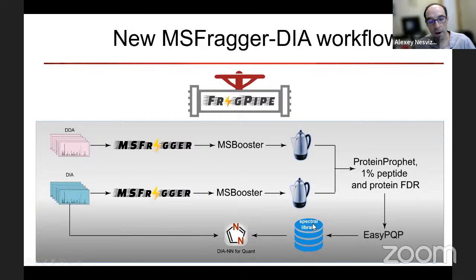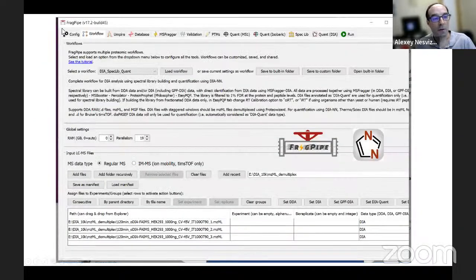And then given that combined hybrid spectral library, again, DIA-NN will take the DIA data and will match against that library and will extract quant. So this is how it will look. You'll see that in FragPipe 17, it's already available.